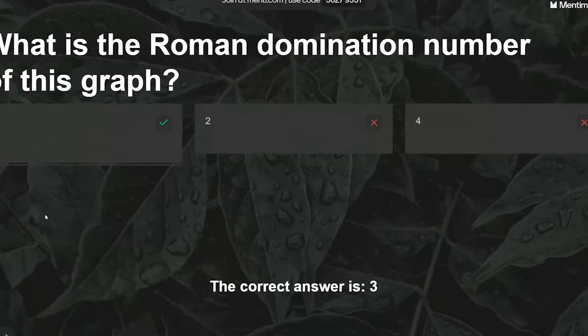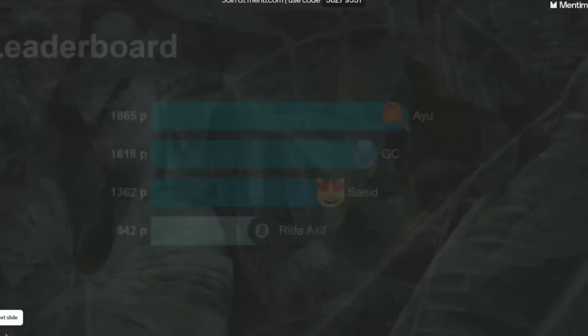Do you need to see the example again? Why is it 3? No. Oh, okay.